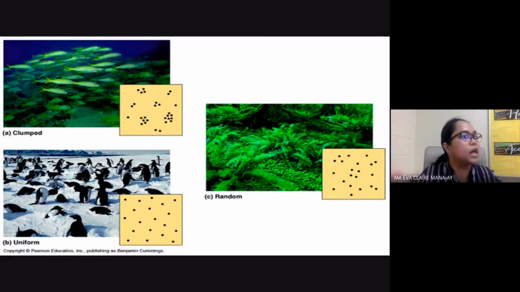So again, the key features of your population dynamics: you have population size, you also have your population density, how tightly packed the people are in your area, and the third feature, dispersion, how they are distributed in your area. Okay, so those are the three key features of your population dynamics.